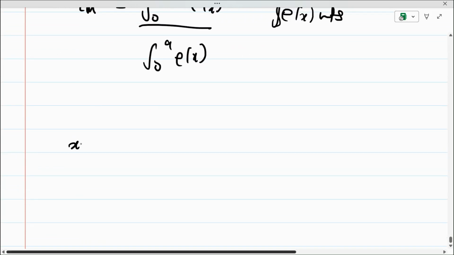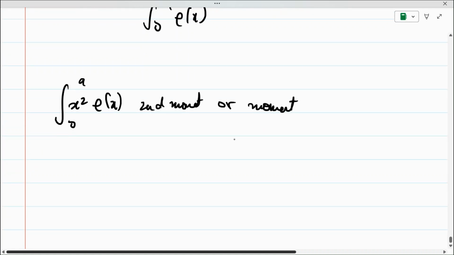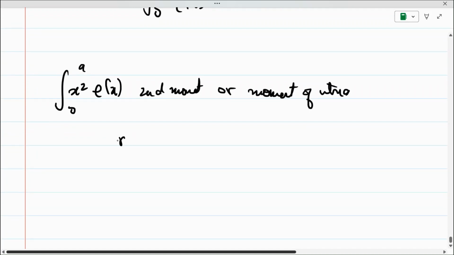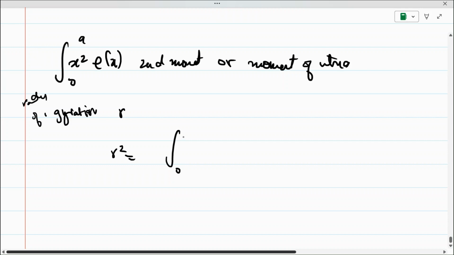And then this is called the second moment, our moment of inertia, where it rotates when it's rotating. That's where the mass acts. So this gives us a formula, the radius of gyration R, where R squared is equal to 1 over the mass times the second moment.